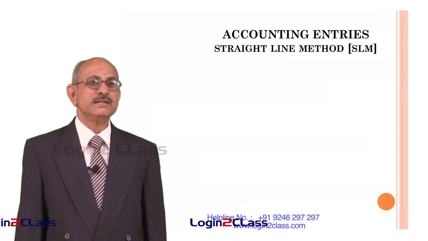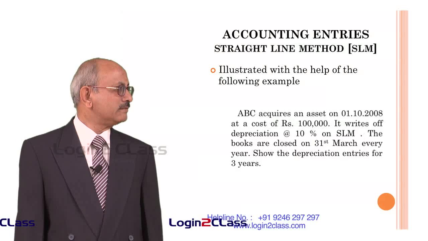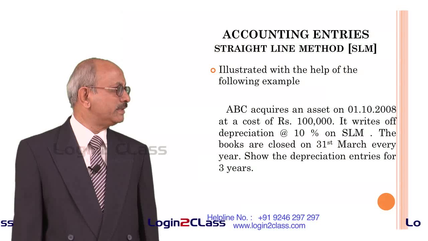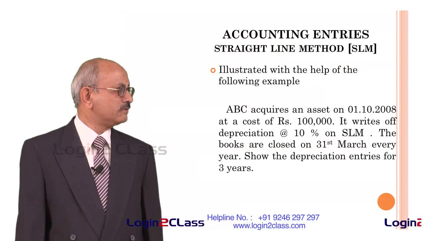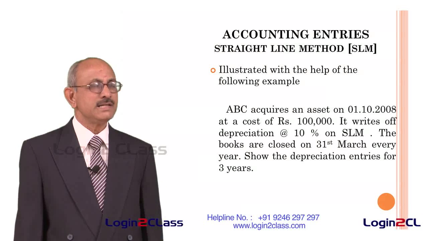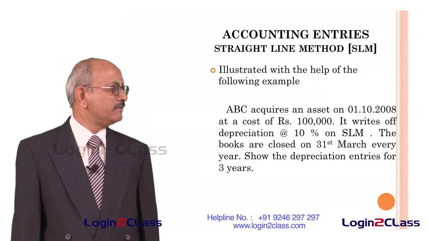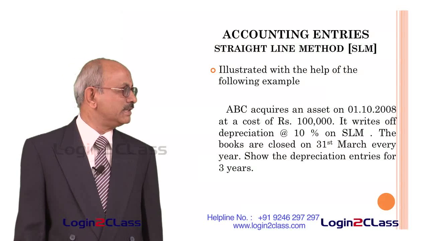So now let us try to understand these entries with the help of an illustration. Let us start with the straight line method, how this is done. This is the example. ABC acquires an asset on 1/10/2008 at a cost of rupees 1 lakh. It writes off depreciation at the rate of 10% on the straight line method. The books are closed on 31st March of every year. Show the depreciation entries for the first 3 years.